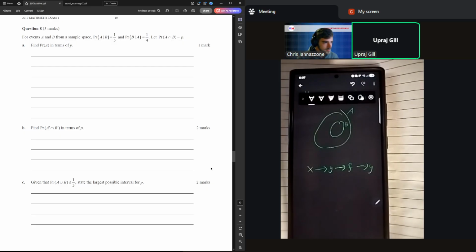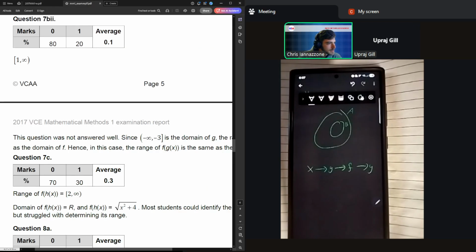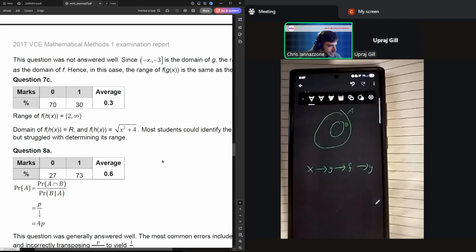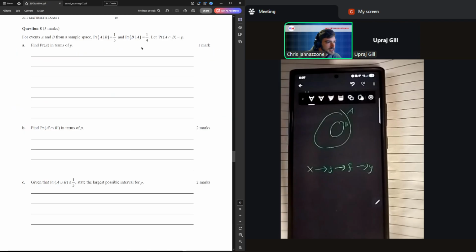The probability of A is 4p. Yeah, 4p, absolutely. I'm curious because the exam report has a fairly direct way of going about it. Did you go direct like this, or did you expand out the conditional probability formula and rearrange? I just did p over the probability of A is equal to 1 on 4. Yeah, okay. So that'll be the expansion, because you got the intersection divided by A.